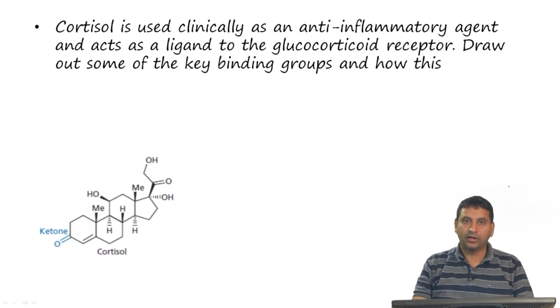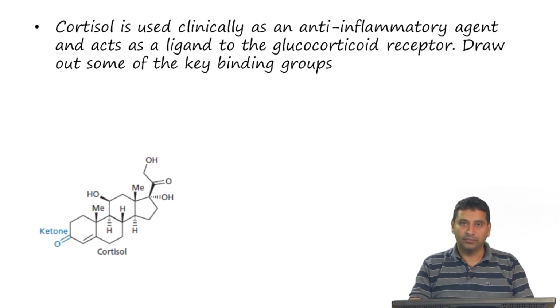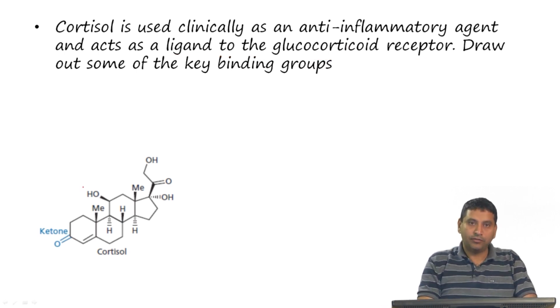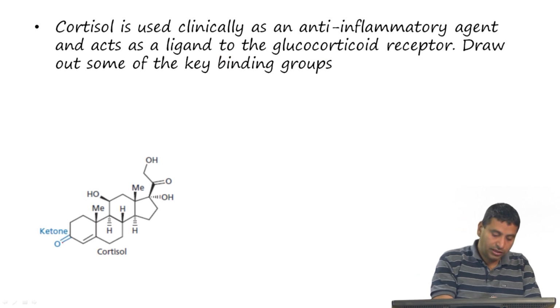Welcome to the tutorial session. So, what we will start out with is looking at how a ligand binds to the receptor. Cortisol, used clinically as an anti-inflammatory agent, acts as a ligand to the glucocorticoid receptor. So, let us draw out some of the key binding groups. The major functional groups that are present in cortisol are as follows.